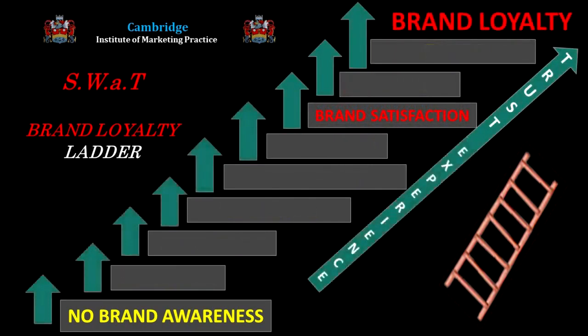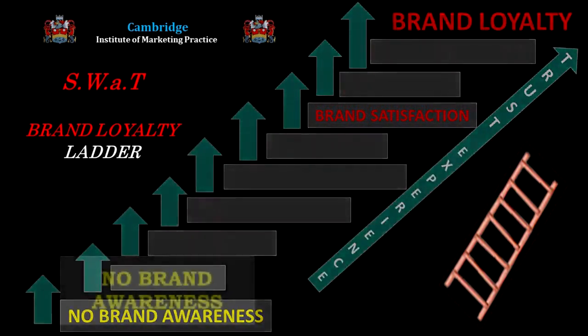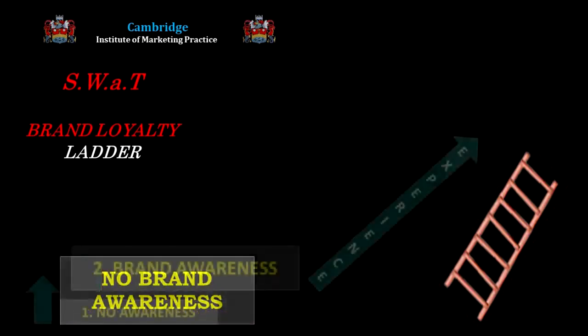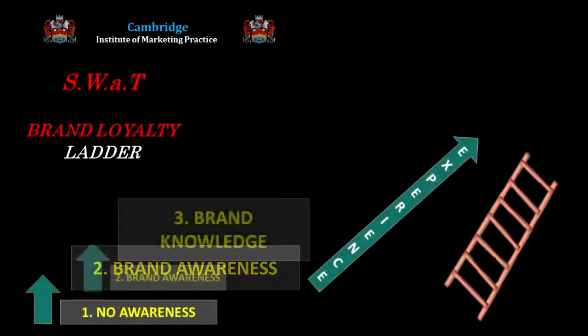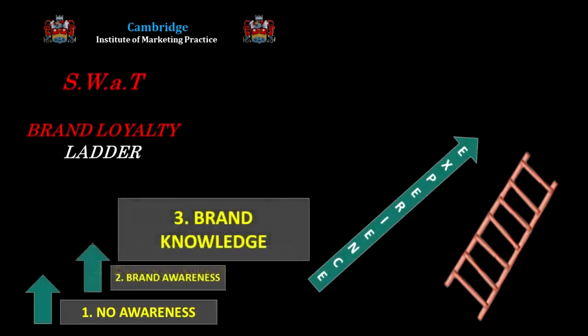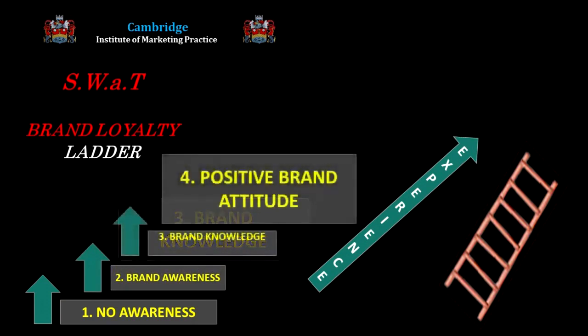Time to climb. Bottom rung, I'm unaware of the brand's existence. Rung number 2, I've heard of the brand, aware of the name, nothing about it, could be a can of beans, smartphone, watch or a car. Rung 3, knowledge. I've heard of the brand and know something about it. It's a soft drink, a pair of shoes, mobile phone, a band, an influencer, a person. Rung 4, positive brand attitude. More than knowledge. I like what I hear about the brand. I haven't tried it yet, not even the intention to engage actively.